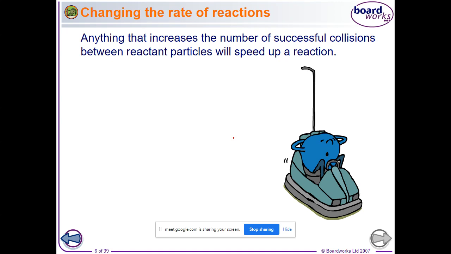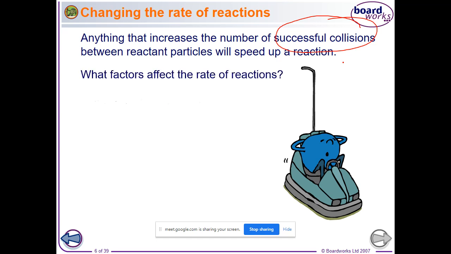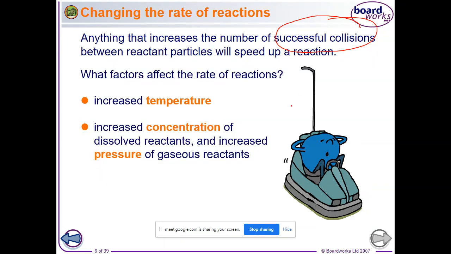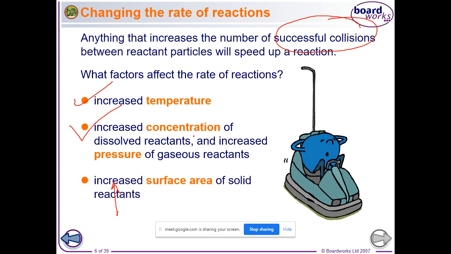So anything that increases the number of successful collisions. There should be successful collisions, meaning they should actually give some product. It is not that collisions are happening and they are not making any changes. One is increased temperature for a faster reaction. You require increased concentration of dissolved reactants, and increased pressure also, right? And increased surface area of a solid reactant.